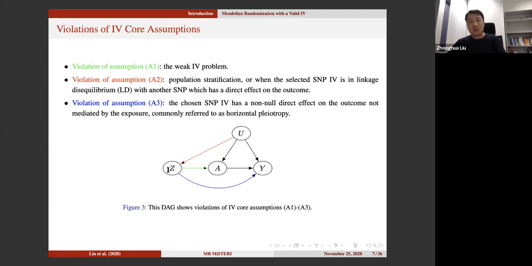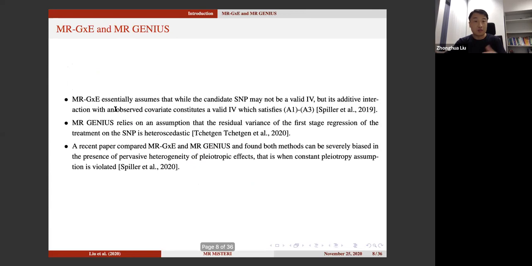The A3 assumption, the exclusion restriction assumption, can also be violated if the SNP IV has a non-null direct effect on the outcome, represented by this blue arrow from Z to Y. The presence of this blue arrow means this SNP IV Z has a direct effect on Y, not through A. This is also called horizontal pleiotropy, which is very common. There are papers showing that this phenomenon is so common in genetics. So that means many SNPs could be invalid IVs. If any assumption is violated, that IV is called an invalid IV. So if those assumptions are violated, what can we do? That's the issue we want to address in this paper, hopefully.